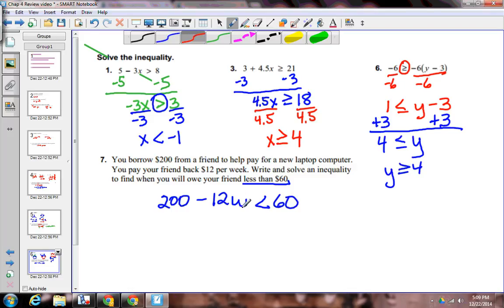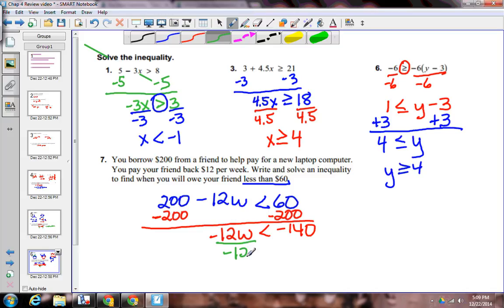Now we need to get W by itself, so we're going to start by taking away 200 from both sides. And on the left, we have negative 12 times the weeks is less than negative 140. So our next step is to divide by negative 12. Circle my symbol to remind me I've got to flip it. Now I have W is greater than, and what I get is 11.6 repeating weeks, but I can't answer it like that. So do I answer 11 weeks or do I answer 12?